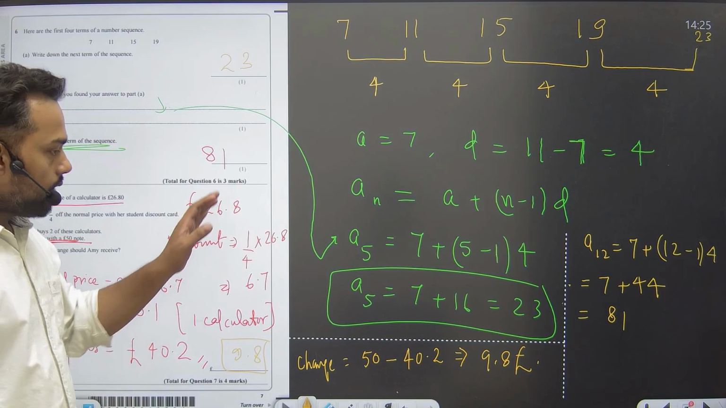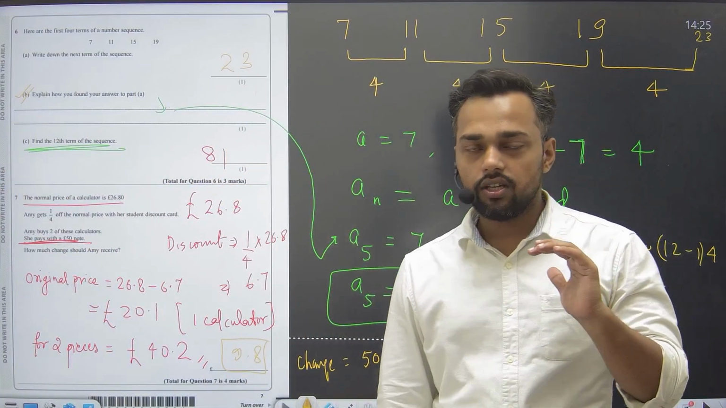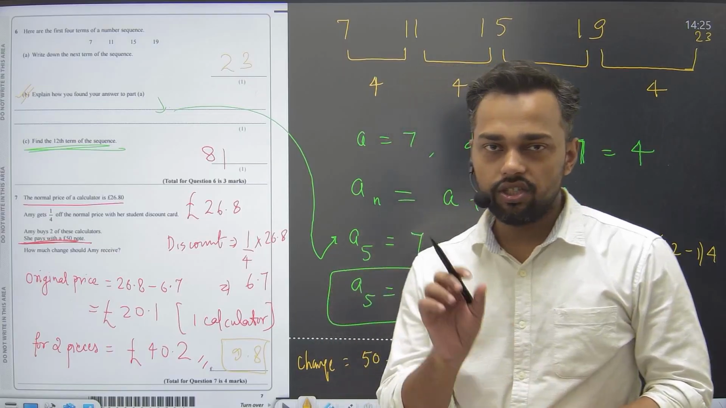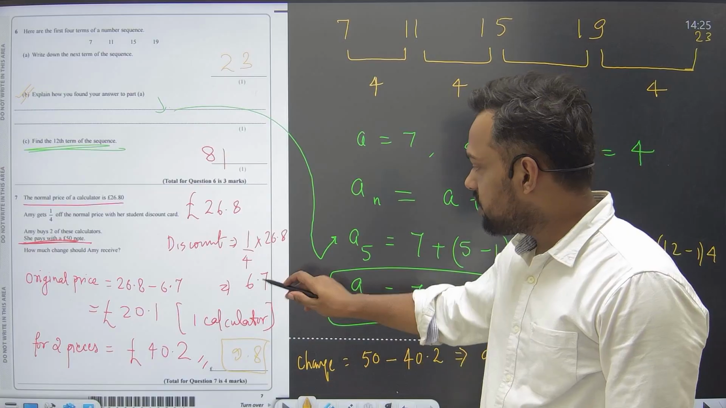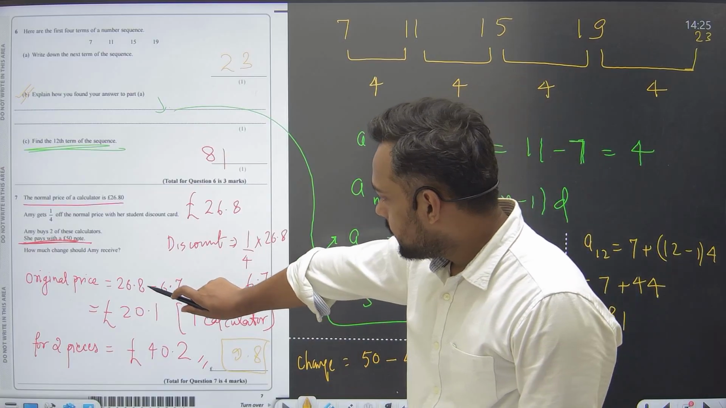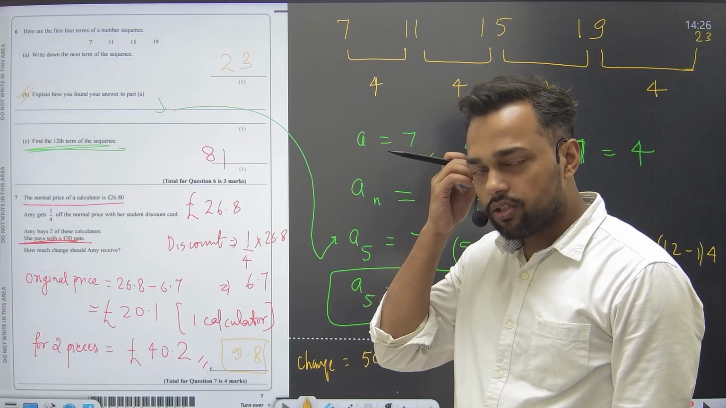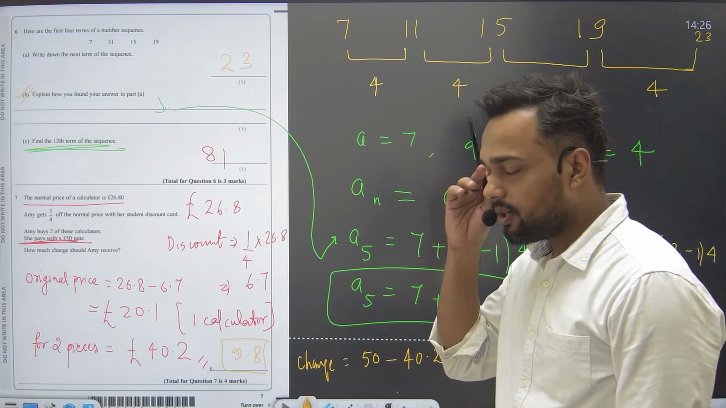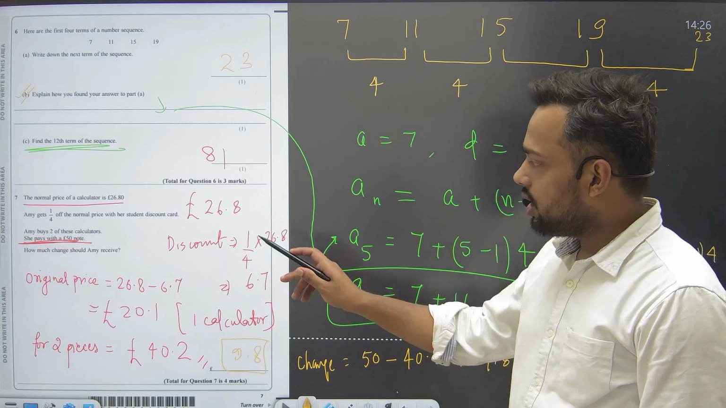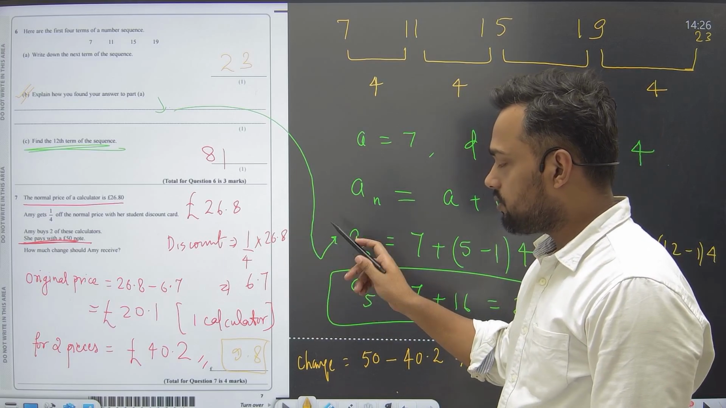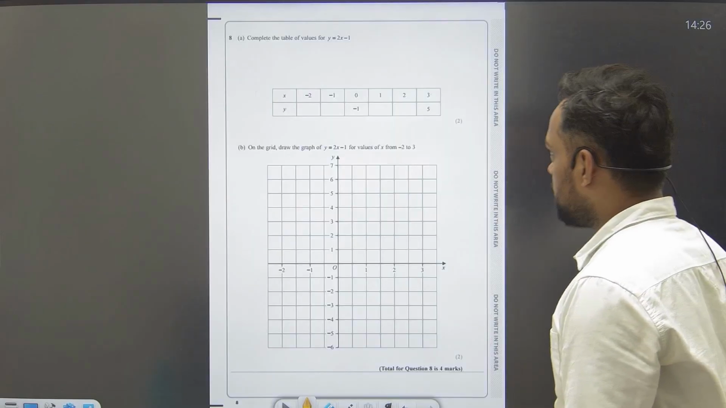Okay, first we need to calculate the discount. Then the original amount for Amy was 20.1 for one calculator. Now she was buying 2 calculators, so the price will be multiplied by 2. So the 2 pieces was 40.2. She gave the note of 50 pounds, so we need to subtract this value.